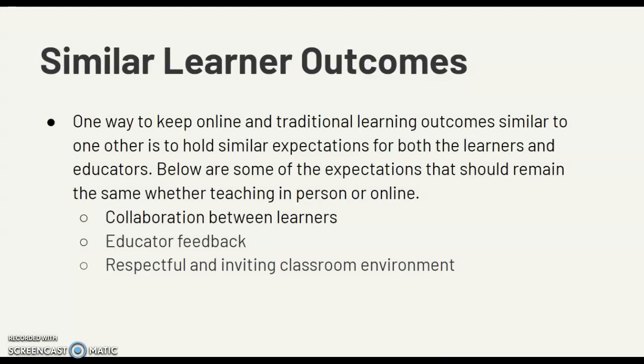Similar learning outcomes. So you want both outcomes to be the same, whether you're teaching virtually, online, or you're teaching in person traditionally. So one way to keep online and traditional learning outcomes similar is to hold similar expectations. So collaboration between learners, you want learners to collaborate whether they're in person or online. The educator needs to provide feedback, and people need to be respectful, and there needs to be an inviting classroom environment so that people feel comfortable sharing their opinions and replying to others.